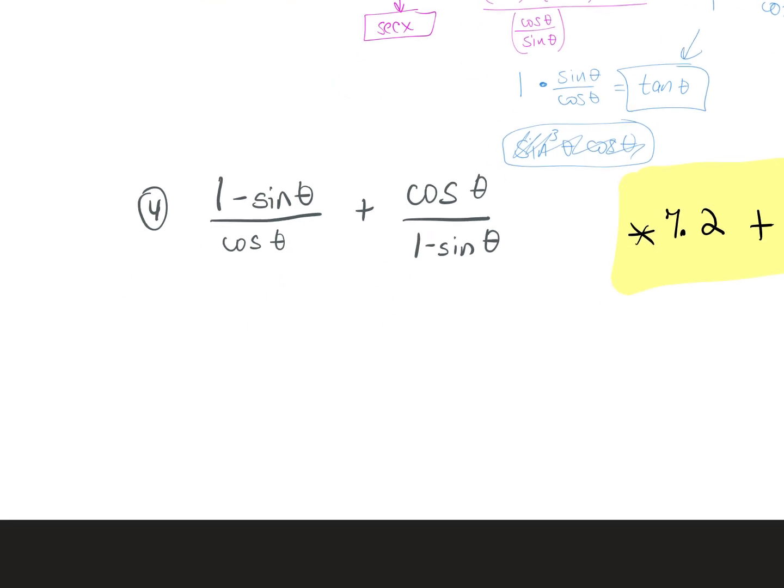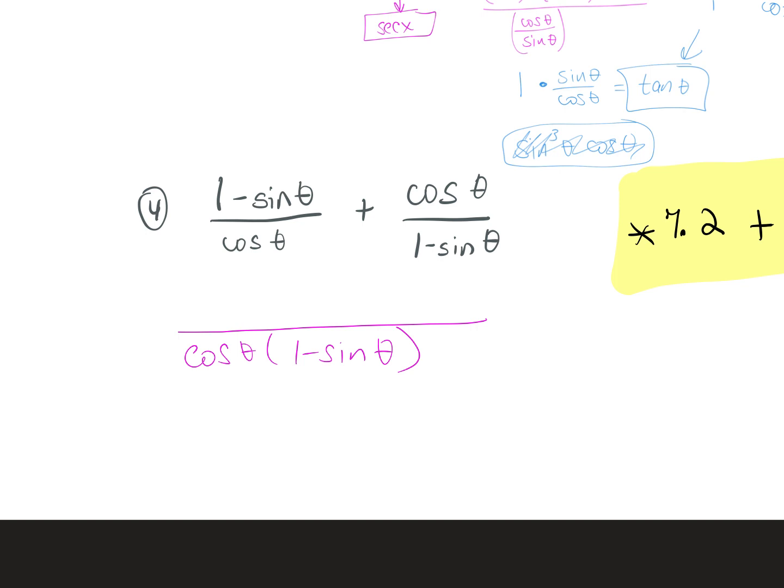When you add two fractions together, what do you have to have first? A common denominator. Perfect. If one of them was a 2 and one of them was a 3, you'd multiply it together and get 6, right? Well, same concept here. I have a cosine theta and I have a 1 minus sine theta, and I'm just multiplying them together. You don't actually have to multiply them, just stick them together.